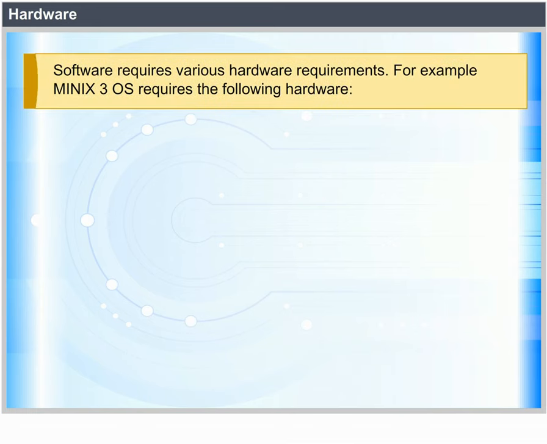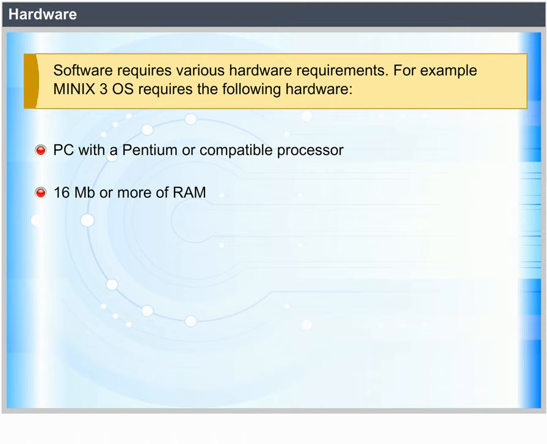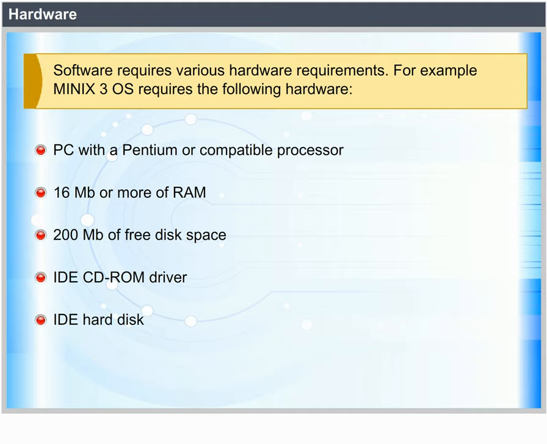A software requires various hardware requirements. For example, Minix 3 OS requires the following hardware: PC with a Pentium or compatible processor, 16 MB or more of RAM, 200 MB of free disk space, IDE CD-ROM drive, IDE hard disk.